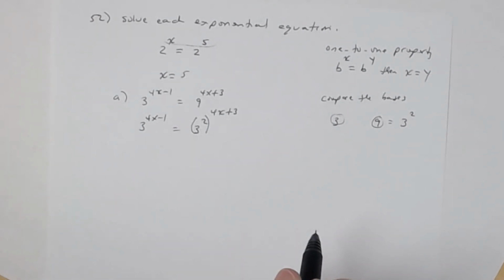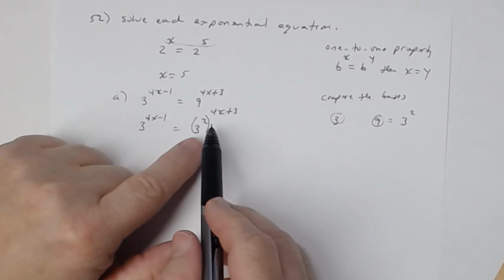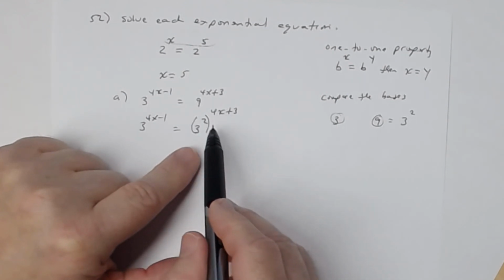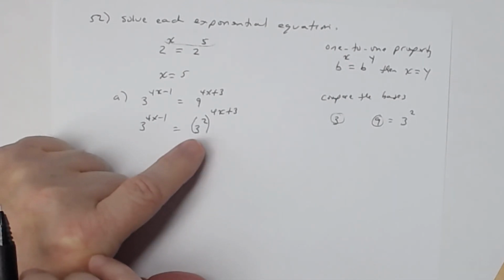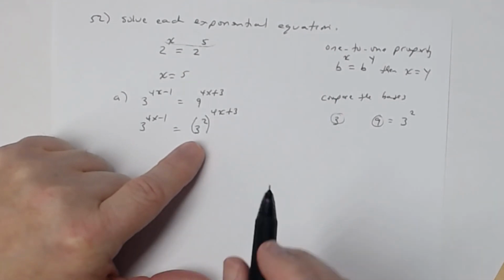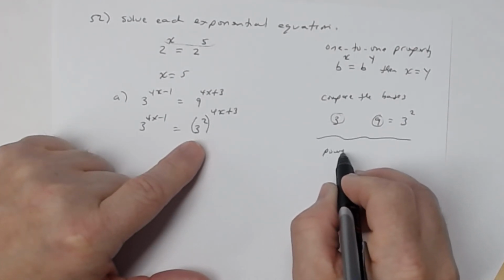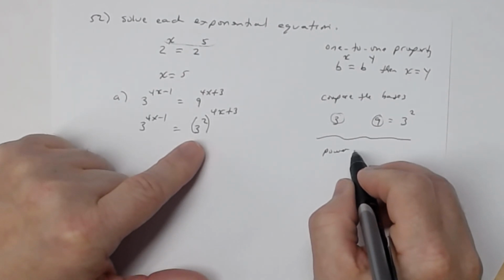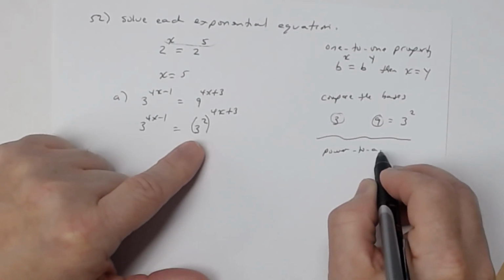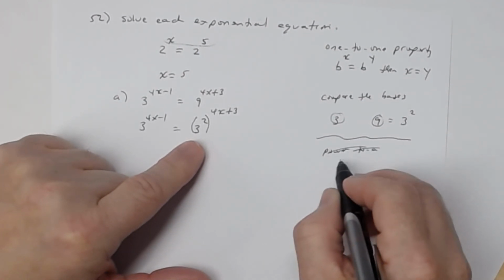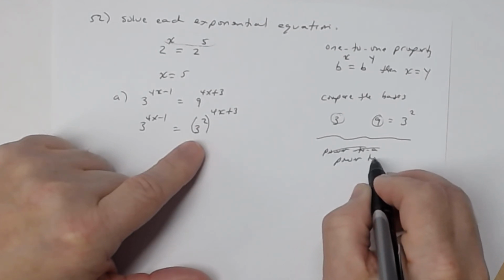So don't forget that. All right, now what you want to do next is to get rid of these parentheses that you just put in here. So you've got to use another property. So remember the power to a power rule that you learned in a previous course. Let me write it like this. Power to a power rule.